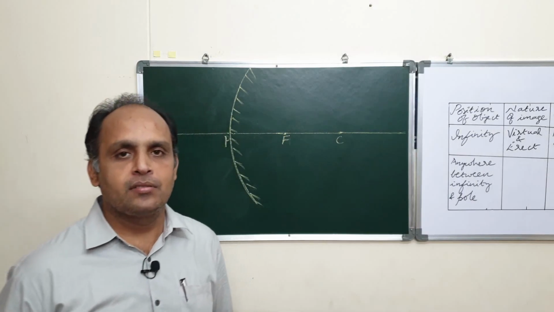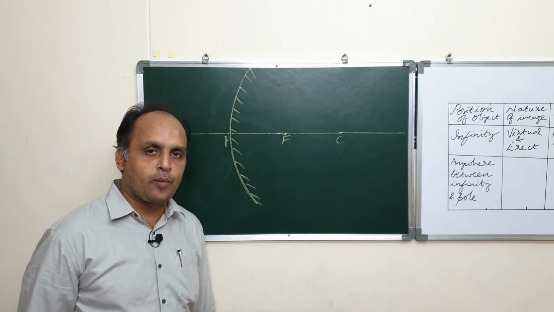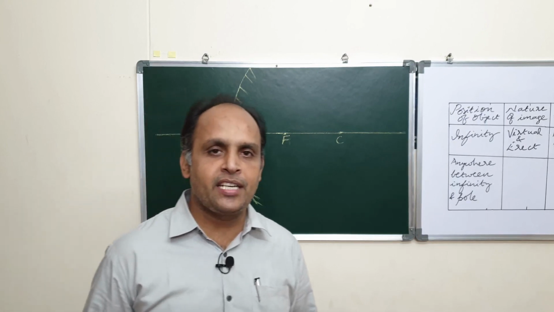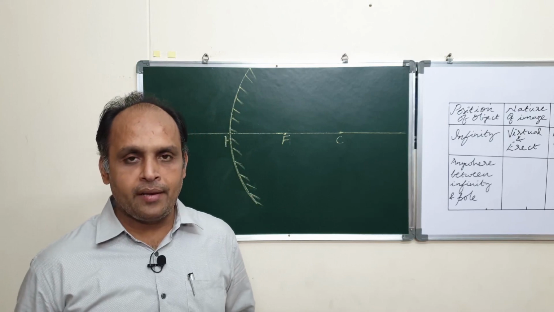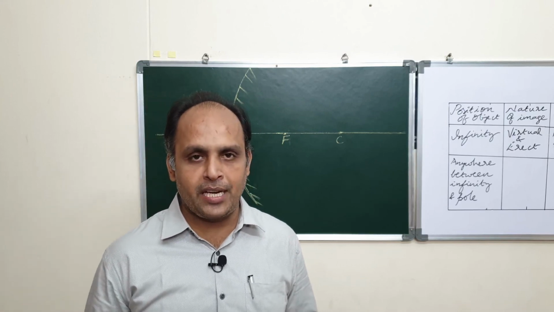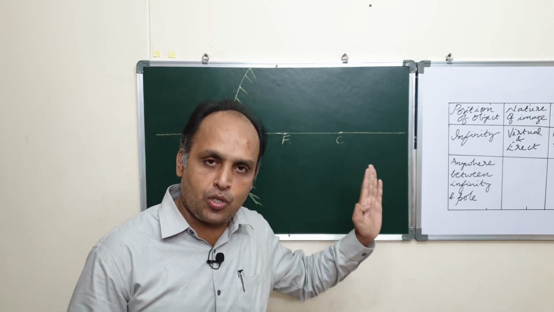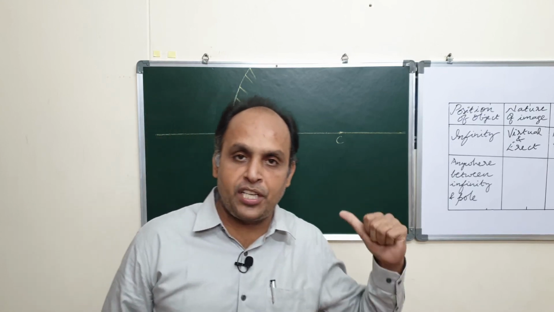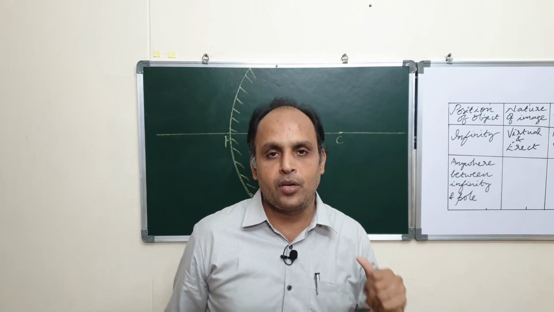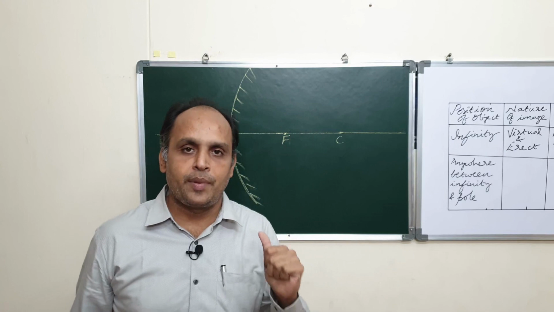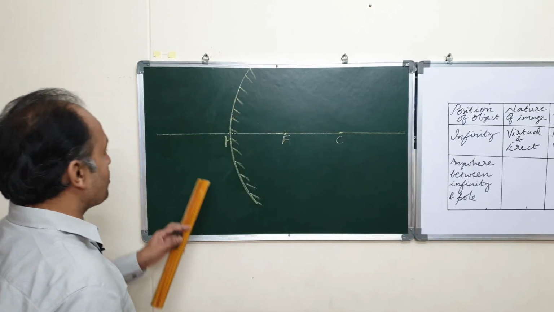Now let us draw the image formation for the second position of the object, which is when the object is anywhere between infinity and pole, which is a finite distance. That means the object is at a finite distance from the mirror. That means it's very close to the mirror. So we will position an object over here. In this diagram we will show the object because the object is closer to the mirror now. Now we will show the object over here.